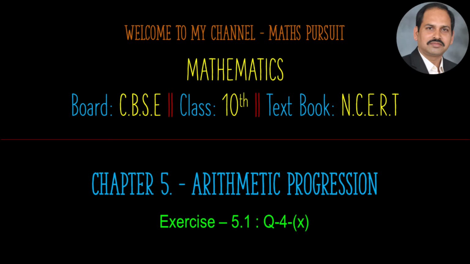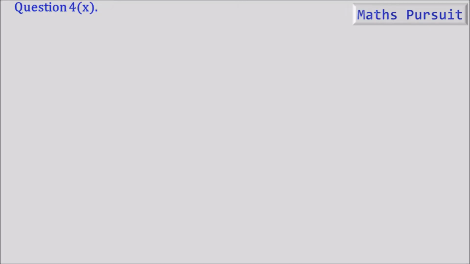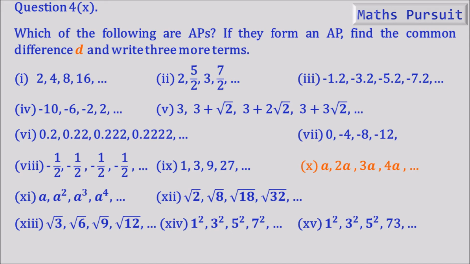Today we are going to look into exercise 5.1 question 4 bit 10 from chapter 5 called arithmetic progression. So let's see what exactly we have in question number 4 bit 10. Now moving to the question, it is given: which of the following are APs? If they form an AP, find the common difference D and write 3 more terms. And the given number sequence is A, 2A, 3A, 4A and so on.